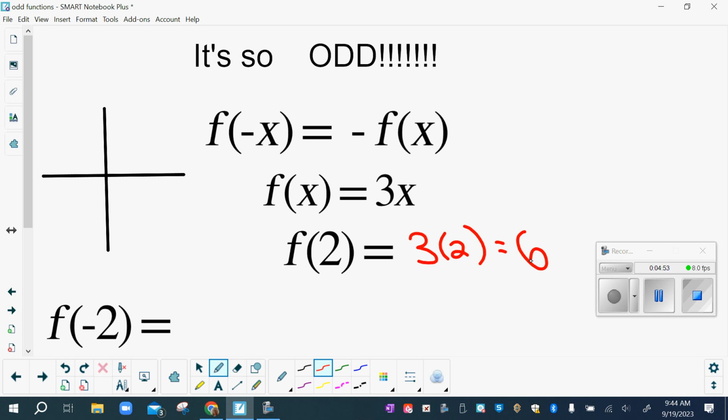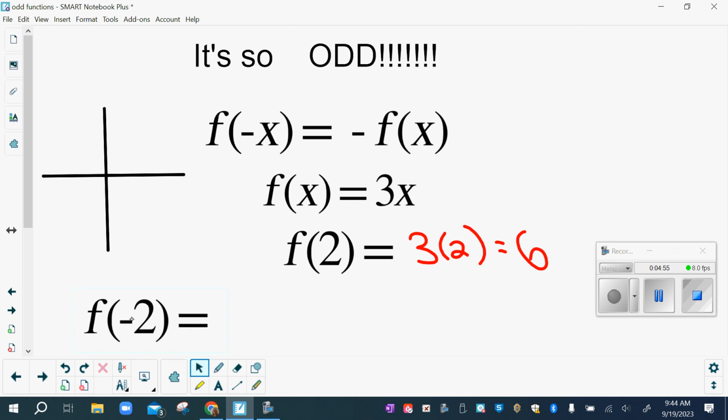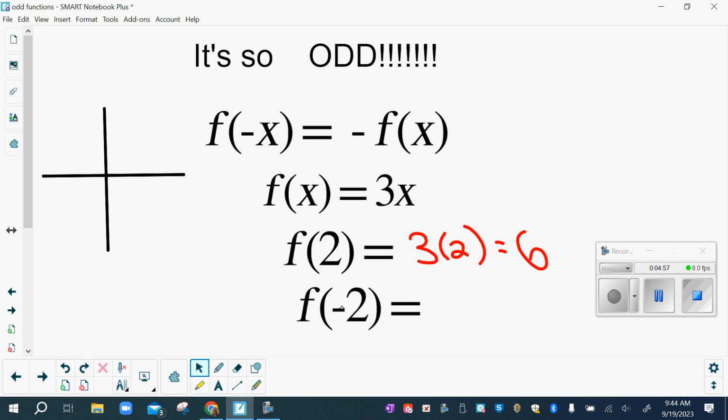Now here's how this is going to work tonight. I am now going to plug in the opposite of 2. If I get 6 again, it's even. If I get -6, it's odd. And if I get 329, it's neither. So that's what we're doing tonight: plugging in the opposite number and seeing what happens.